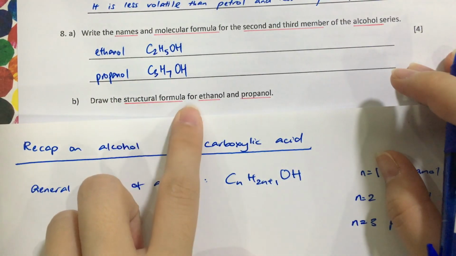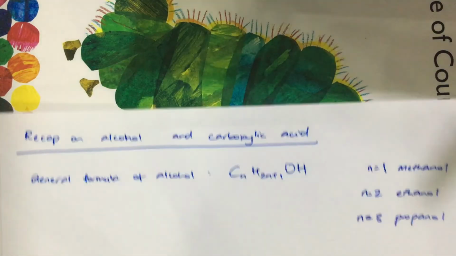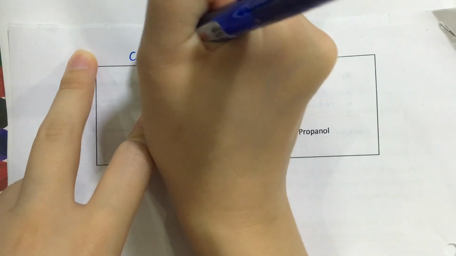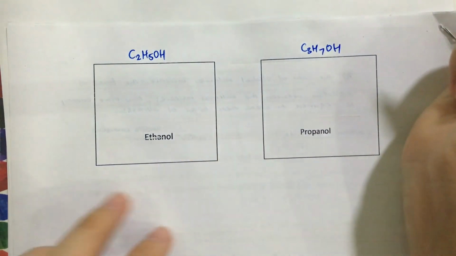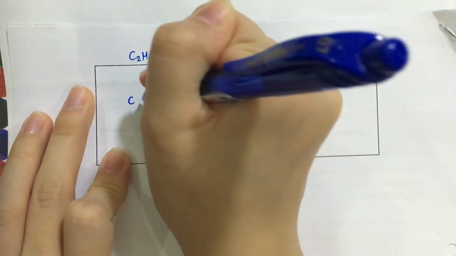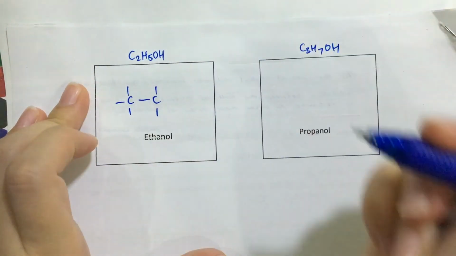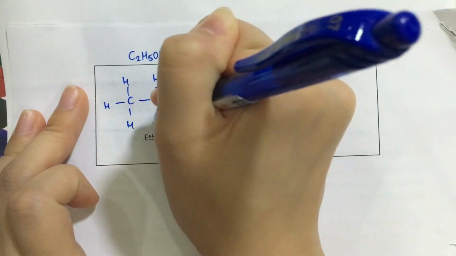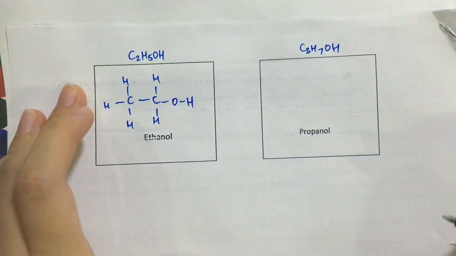Then they ask you to draw the structural formula for ethanol and propanol. Okay, so we'll move to the next page. So ethanol was C2H5OH, propanol was C3H7OH. So always draw our carbon first. So C, we have 5 hydrogen, 1, 2, 3, 4, 5. Okay, so H. Then we have our functional group OH, so dash O dash H.